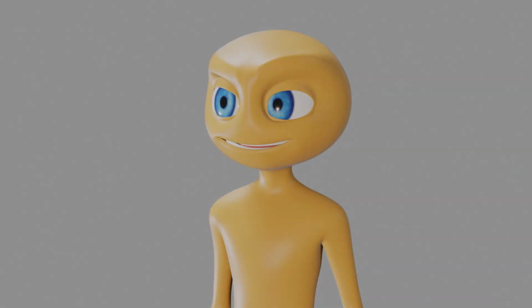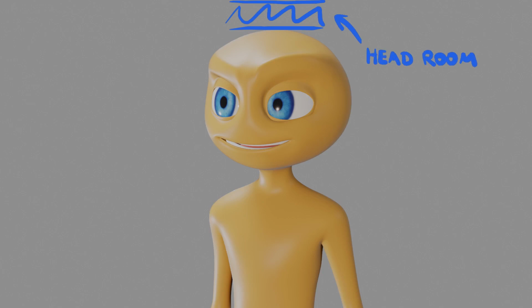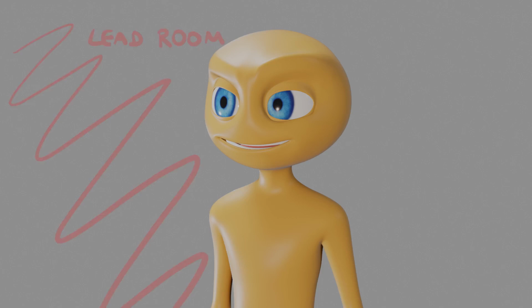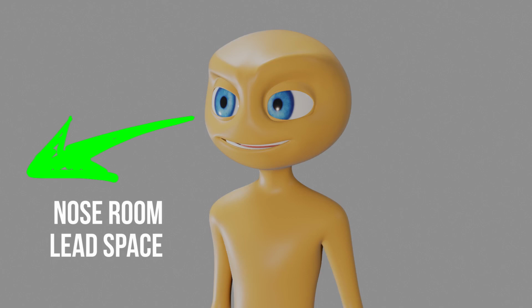Here is a still image of our beloved Baker character. Now, this area above his head is called the headroom. I'll speak about that in a moment. But this area towards his nose is called the lead room. And that is because he is looking in that direction. It's also called the nose room or lead space. I prefer the term lead room though.